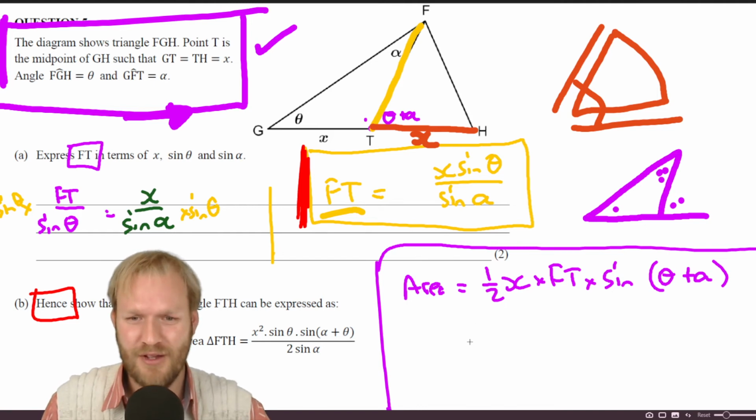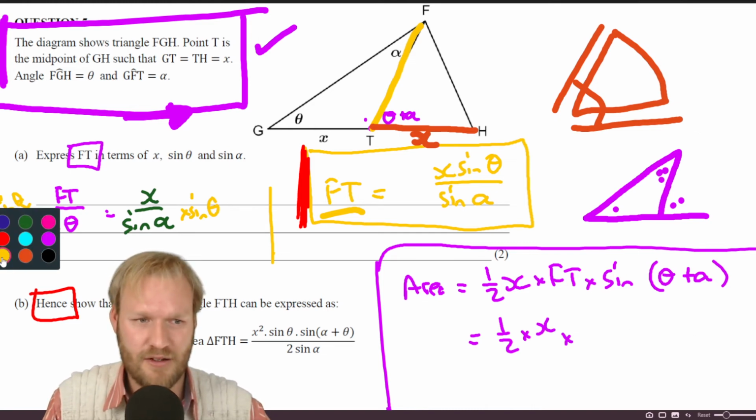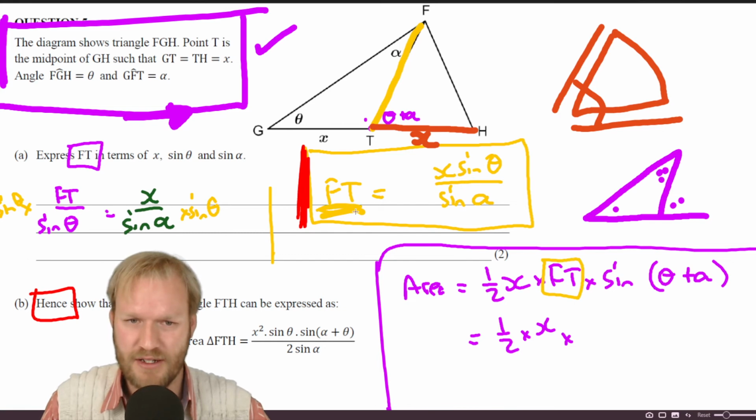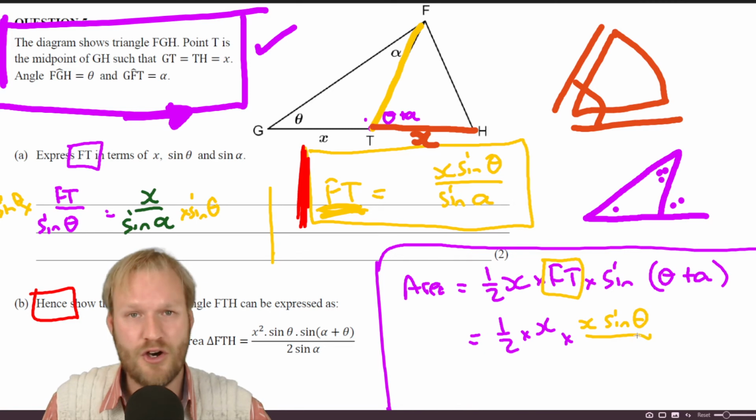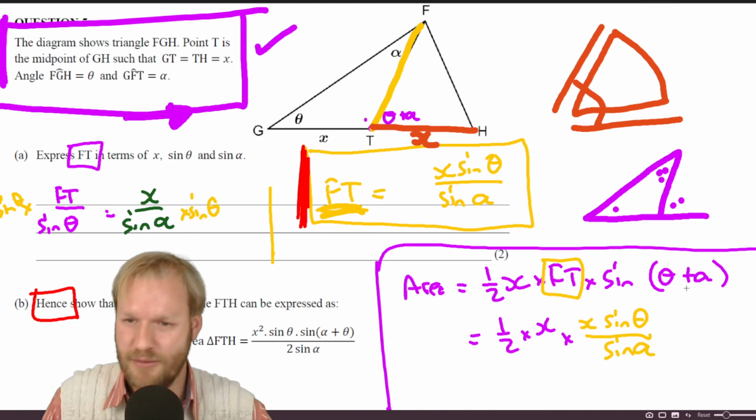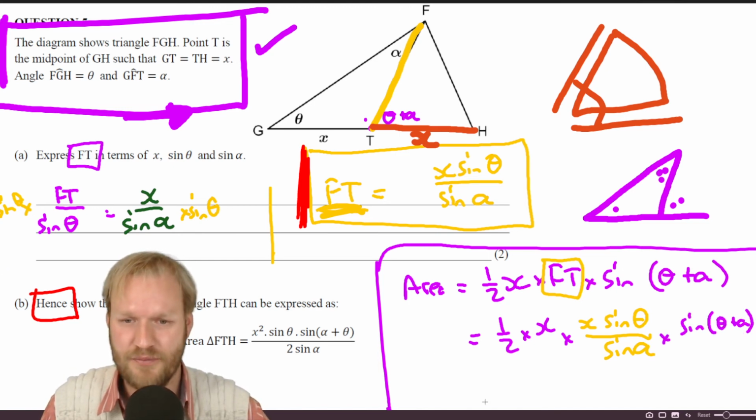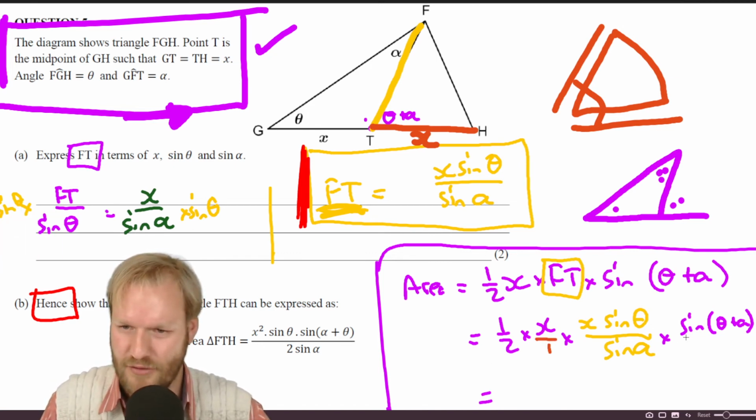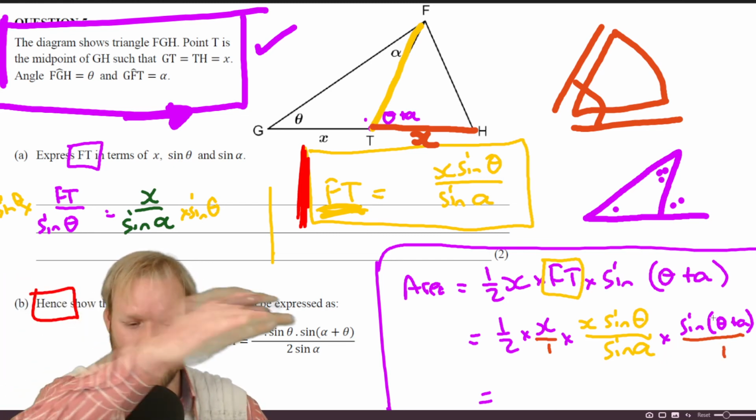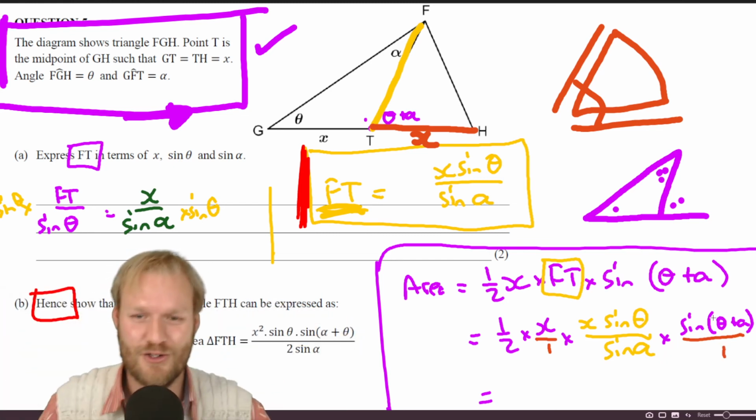Now, we've got a way of writing FT. So half times X times FT, remember, we've got another way of writing it. We could write that as X sine theta over sine alpha. And then we still need to multiply it by sine of theta plus alpha. If we want to multiply fractions, let's just put that over 1 and that over 1, so we can multiply numerators and multiply denominators.